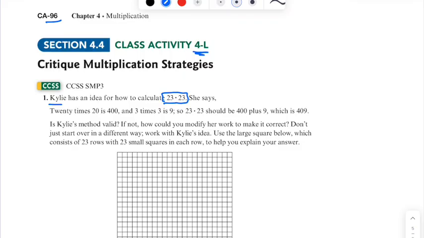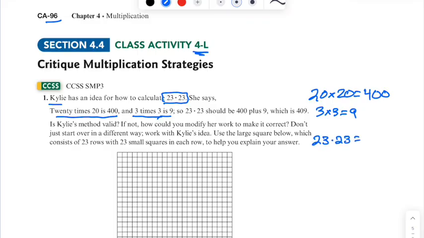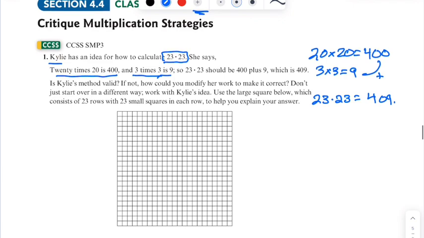Kylie says 20 times 20 is 400, which I agree with. That's two groups of 200, 400. And 3 times 3 is 9. So Kylie thinks that 23 times 23 should equal the sum of these two, 409. Now, that's not quite right. If you check that on your calculator, you're going to see that is not the answer.